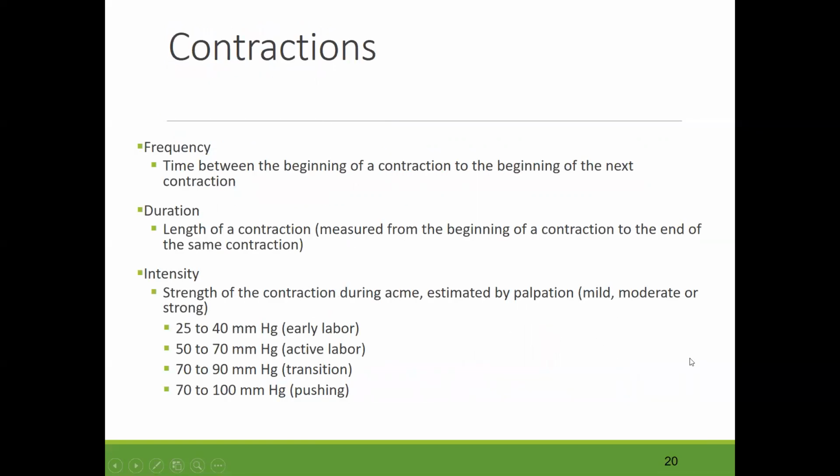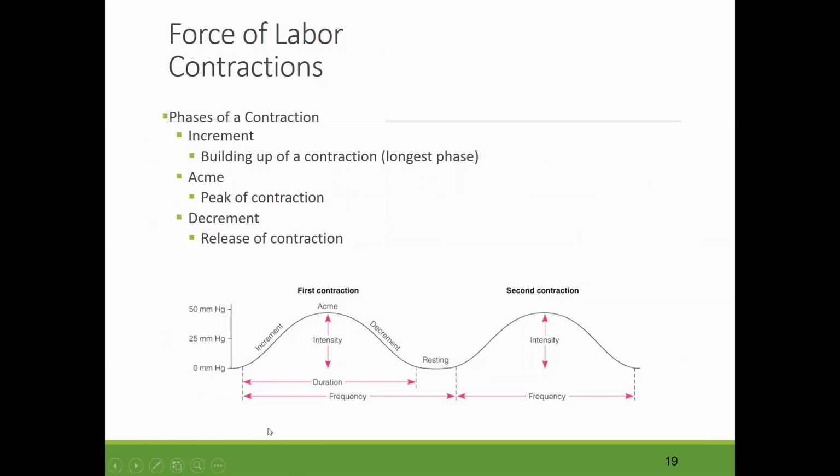Now we also have frequency, which is the time between the beginning of a contraction to the beginning of the next contraction. So when we look at this slide here, we have the frequency, which is, again, beginning of one contraction. So from where it leaves the baseline until it leaves the baseline again. Okay, so it's when it leaves the baseline to where it leaves the baseline again. That's a whole frequency. So it happens that long.